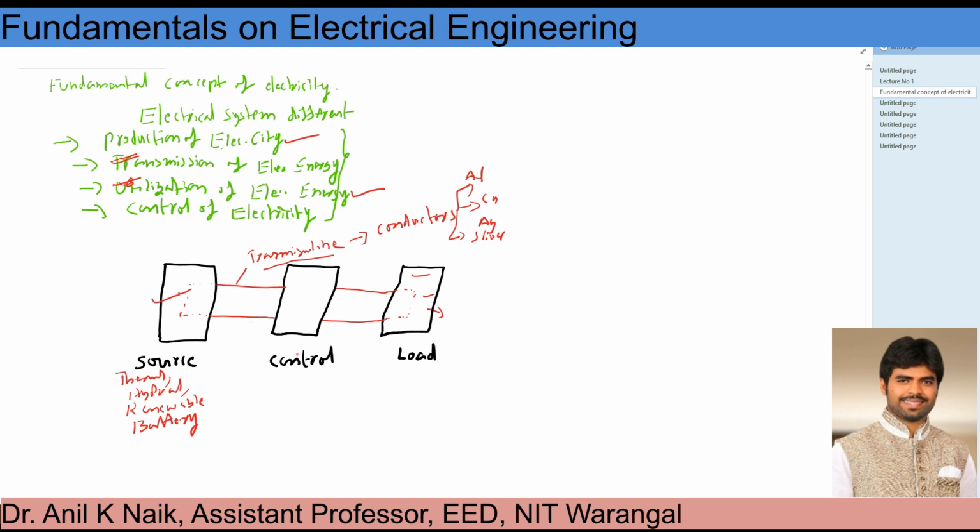When it comes to the control part, in order to control your electricity, you need different equipment. For understanding, an example of control is a very simple switch, which we use in household applications, with on and off conditions. That is the control part.